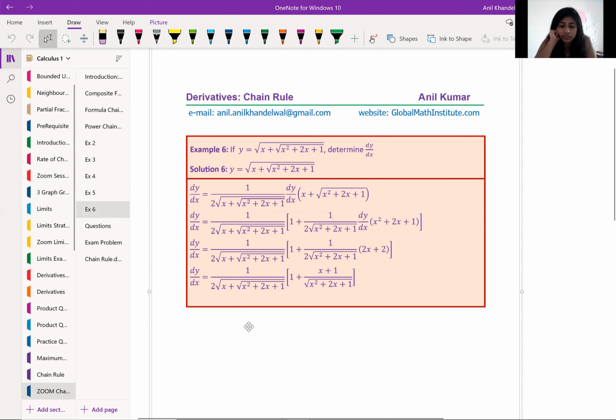Here is example 6, which is almost the last example. What we have done this time is made a function very complicated. We are saying, if y is equal to square root of x plus square root of x squared plus 2x plus 1, determine dy dx, right? So we have function inside function inside function. You understand? So you can say this is h, this is g, and that is f. You see that?